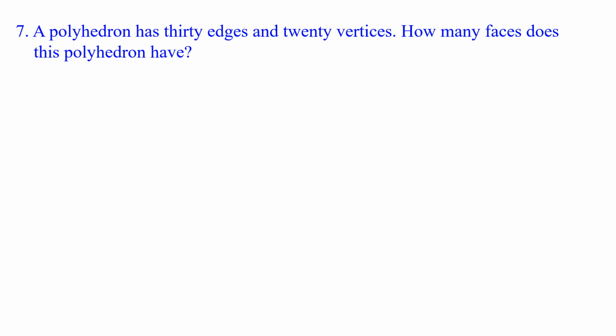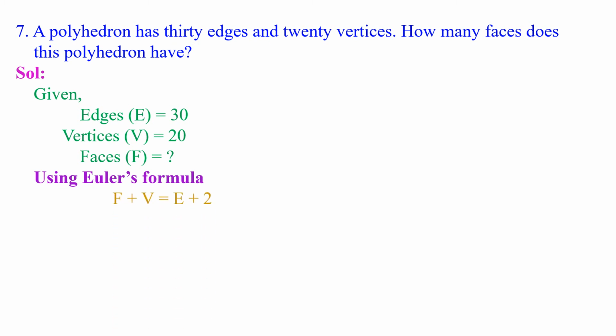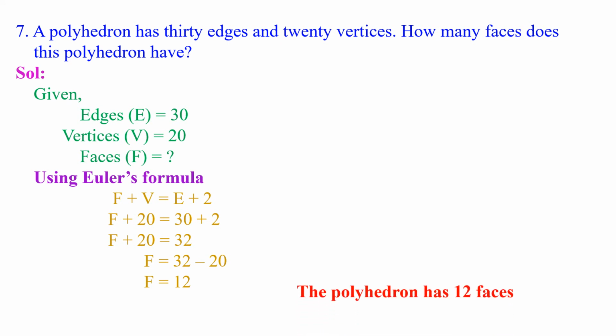Seventh problem. A polyhedron has 30 edges and 20 vertices. How many faces does this polyhedron have? Solution. Given the number of edges equal to 30 and the number of vertices equal to 20, we need to find the number of faces. Using Euler's formula, we know that F plus V equals E plus 2. By substituting the value of E as 30 and V as 20, we get the equation F plus 20 equals 30 plus 2. Therefore, F plus 20 equals 32. By taking the constant to the right hand side, we get F equals 32 minus 20, which is equal to 12. Therefore, the number of faces for the given polyhedron is 12.